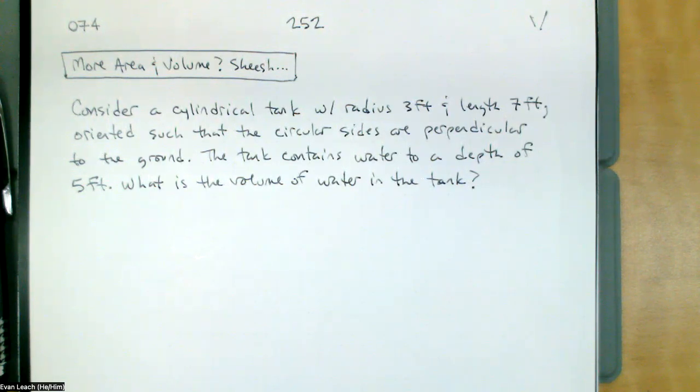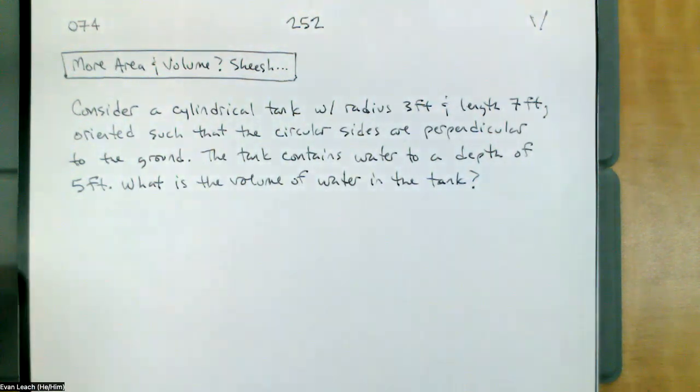And it is oriented in such a way that the circular sides are perpendicular to the ground. Now, if we had oriented this 90 degrees the other way and made the circular sides parallel to the ground, this would have been a lot easier because instead of the length of the cylinder being 7 feet, the length of the cylinder is 5 feet, the depth of the water, because we just want the cylinder-shaped water. The reason that I turn the cylindrical tank on its side is to get a calculus problem out of this.